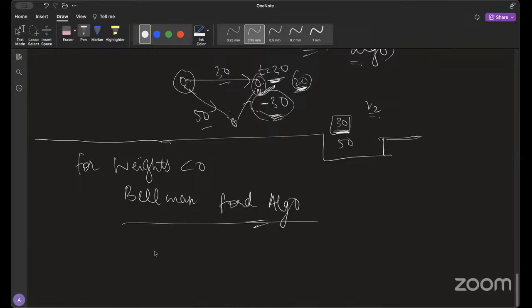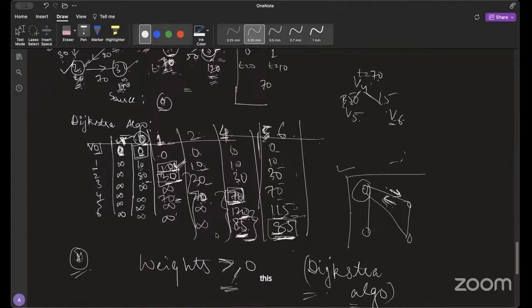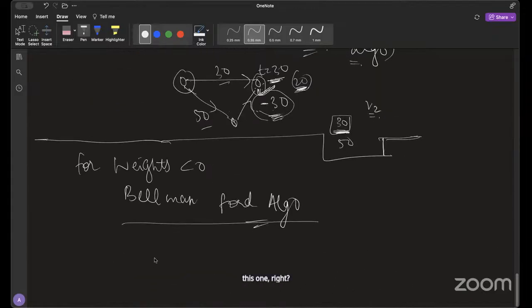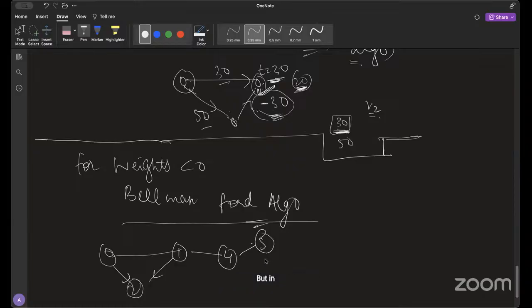let's just take the same graph. This one, right? Let me just take a smaller graph because this is a very long method. Let's just say you have this graph. Then in the Bellman-Ford algorithm, let's say there's a weight 2 here, 3 here, 4 here, a minus 10 here, and a 5 here. Let's just say you have these things.